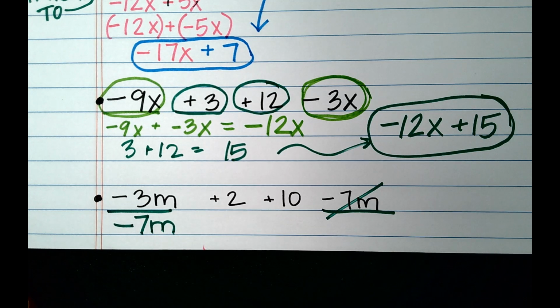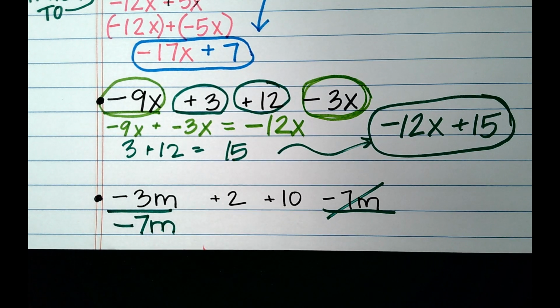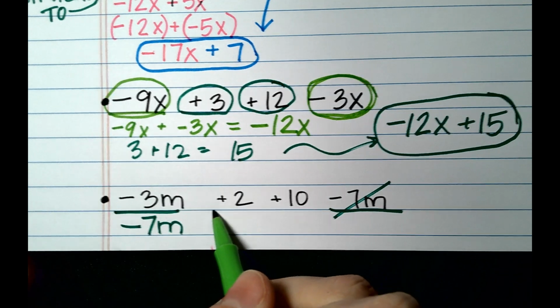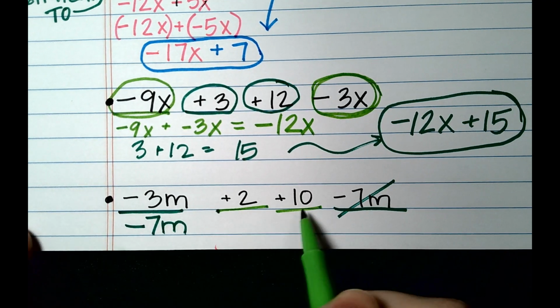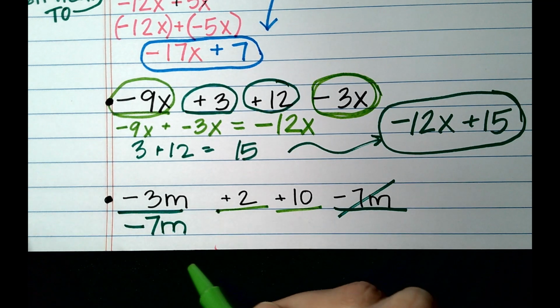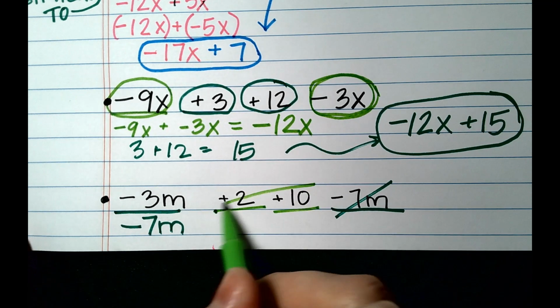And I'm going to try that stacking method. I don't know why I haven't been doing it with these two. I feel like that helps us stay organized. So I have negative 3m and a new negative 7m. We're kind of putting those together. And what else do I put together? 2 plus 10. Which 2 plus 10 is what? 12.